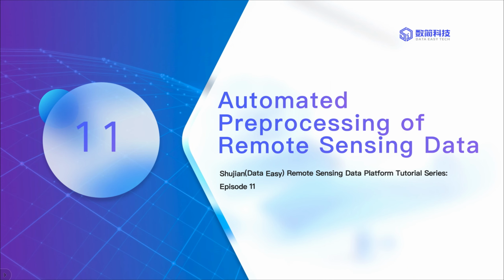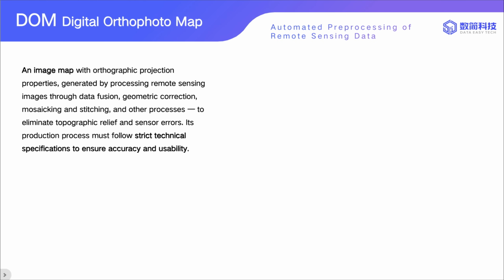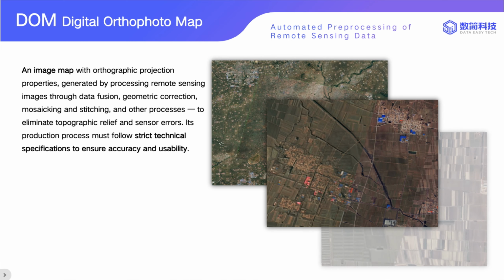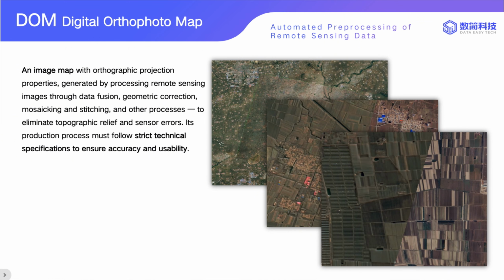First, let's clarify what DOM is. DOM, Digital Orthophoto Map, is an image map created by processing remote sensing images through data fusion, geometric correction, mosaicing, and stitching. Its production process must follow strict technical specifications to ensure accuracy and usability.